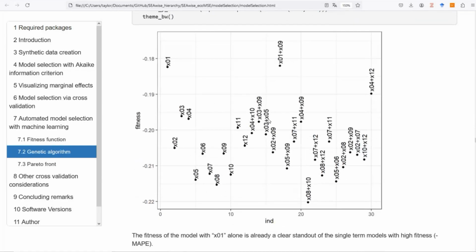And so this is the starting population, and you can already see that X01 is one of the better models that seems to be popping out. But there's also some other ones, like the combination of 1 and 9, 4 and 12, and then there's a mix of lesser performing.